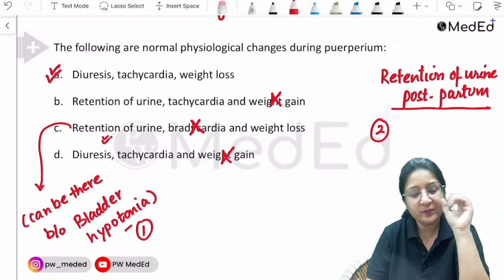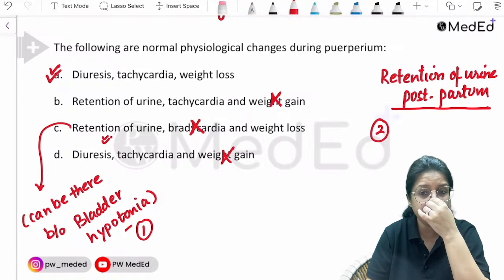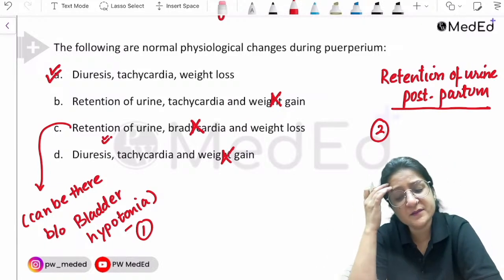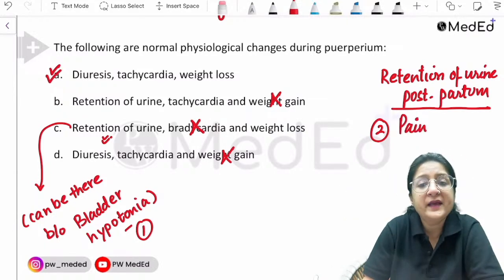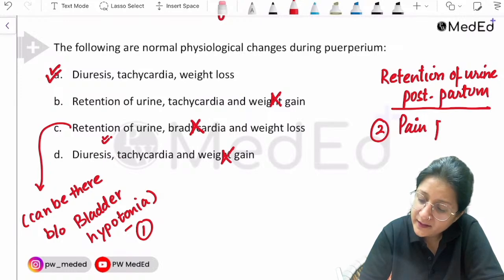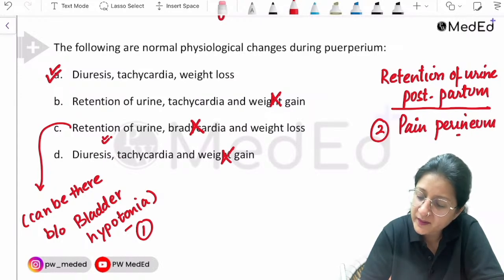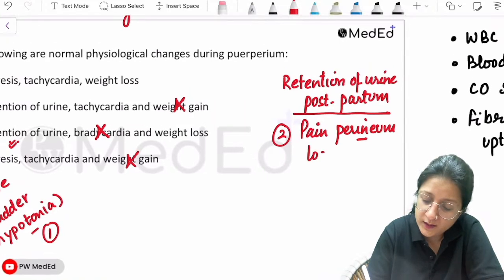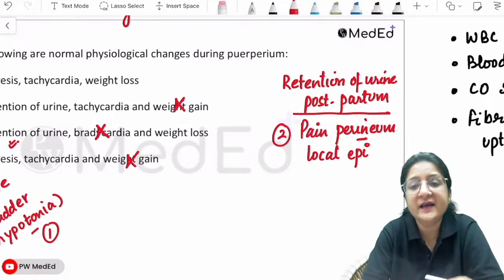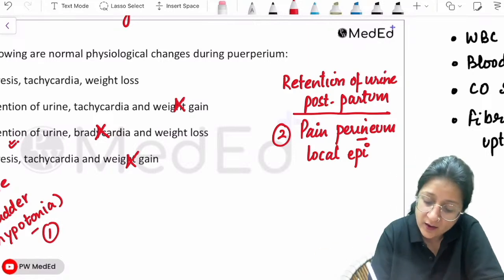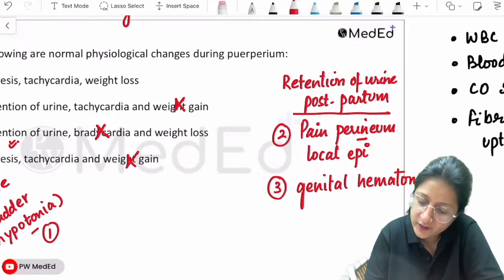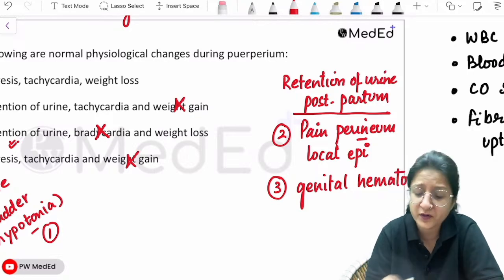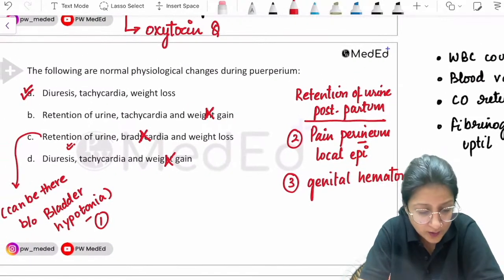Second thing that you want to keep in mind: whenever there is postpartum retention of urine, along with pain by itself in the perineum, this could be because of the local episiotomy given in that area, so that stitch line is paining. That is why always think about the possibility of genital hematoma, which can lead to retention of urine postpartum. So keep these important pointers in mind also, right?